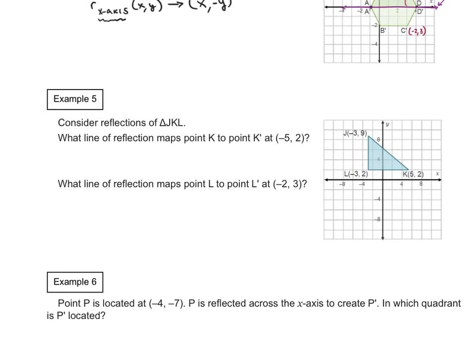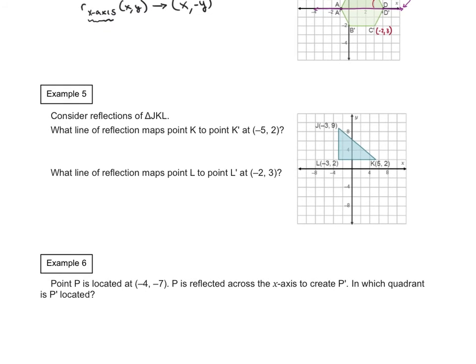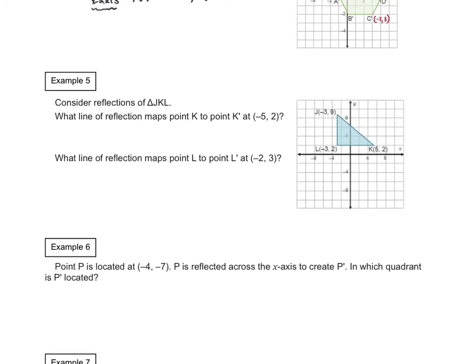As we come down here to number 5, consider the reflections of JKL. Okay, so we are starting with this triangle, JKL here. And what line of reflection maps point K to K prime? And it's saying K prime is going to be negative 5, 2. Well, let's see here. K prime is not a positive 5, 2, but they're saying that negative 5, 2 is going to be K prime.